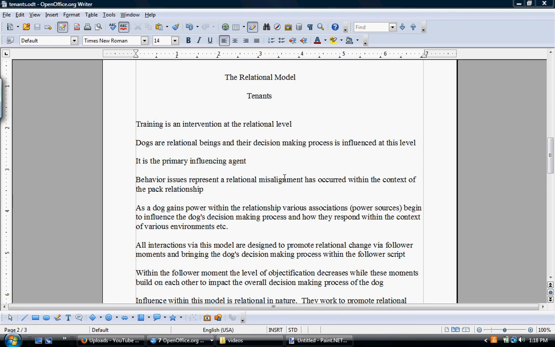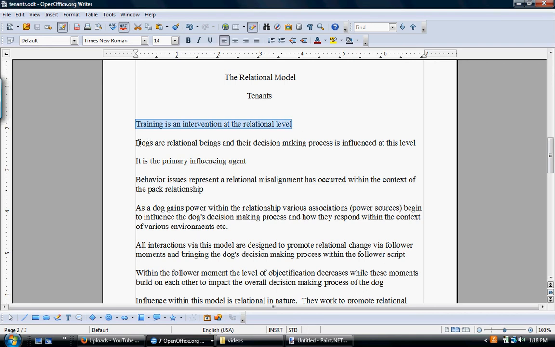I'd like to take a few minutes to provide insight into the relational model as it relates to the core tenets. And these tenets really outline what this model represents and how it approaches training through nature and through the pack relationship. So right out of the starting gate, what I show is that training is an intervention at the relational level.